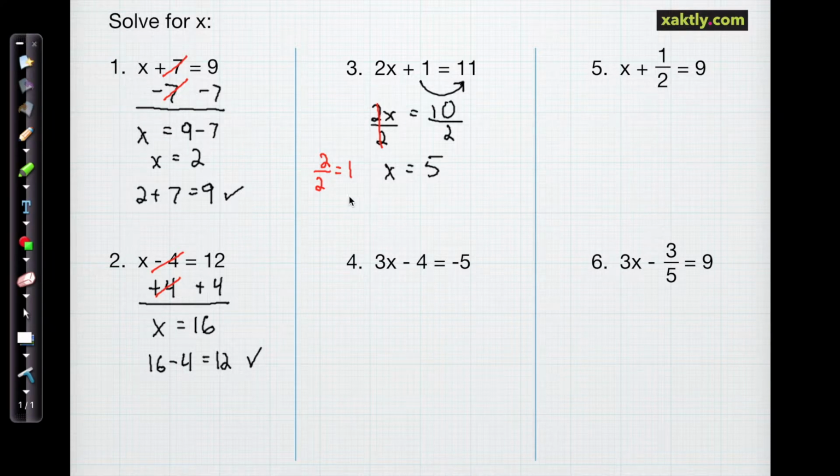Again, plug that back in. 5 times 2 is 10, plus 1 gives us 11. So we got the right answer.